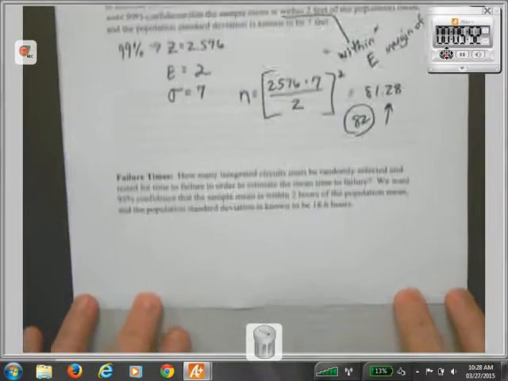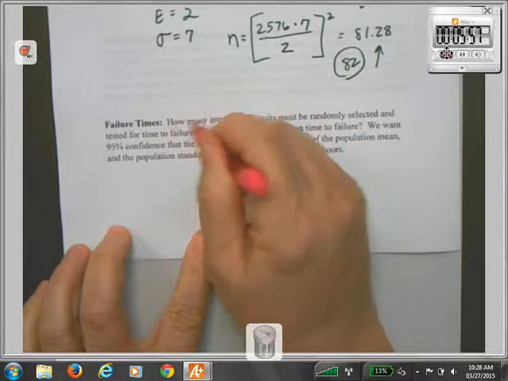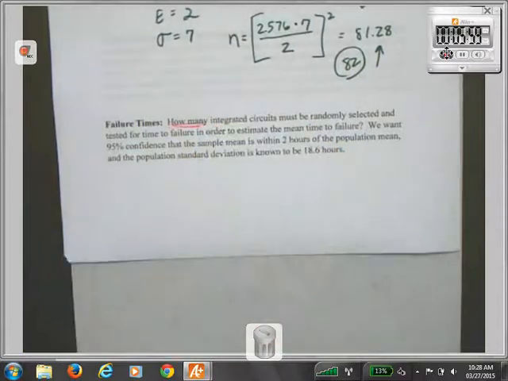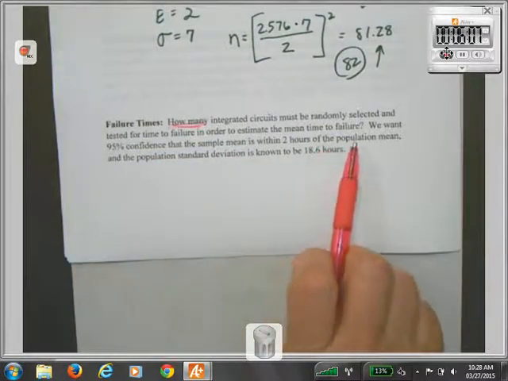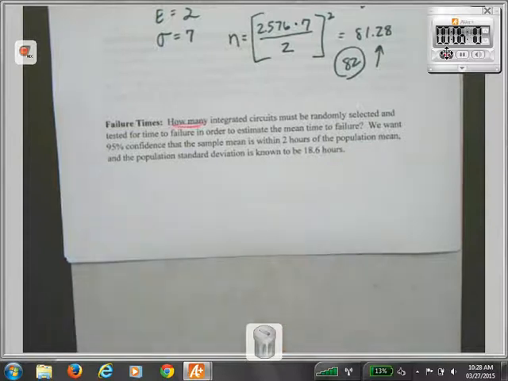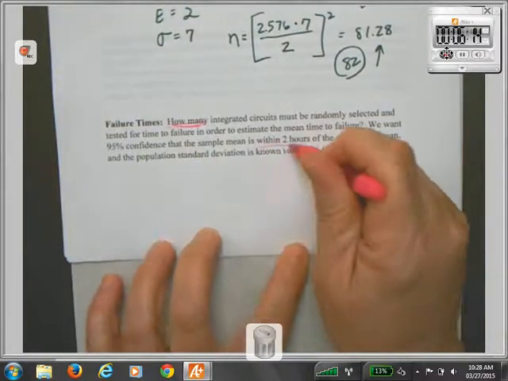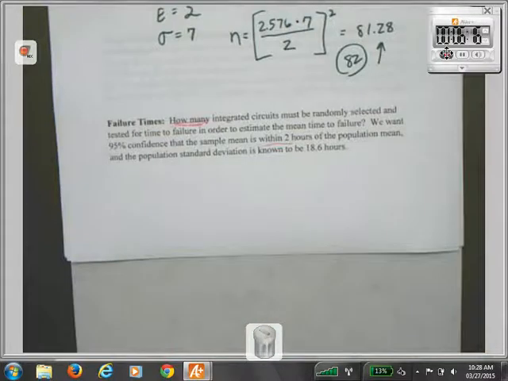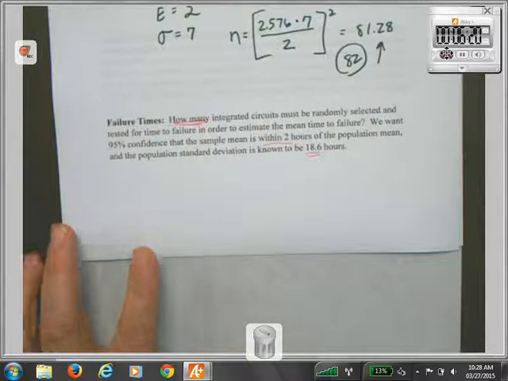Anyway, so we'll do another one. Failure times. There's our keyword. How many integrated circuits must be randomly selected and tested for time to failure in order to estimate the mean time to failure? We want 95% confidence that the sample mean is within 2 hours of the population mean, and the population standard deviation is known to be 18.6 hours.